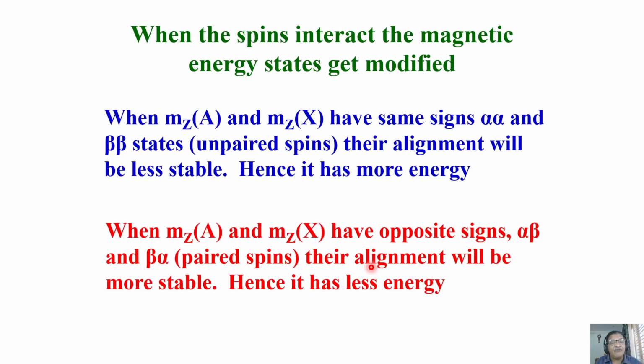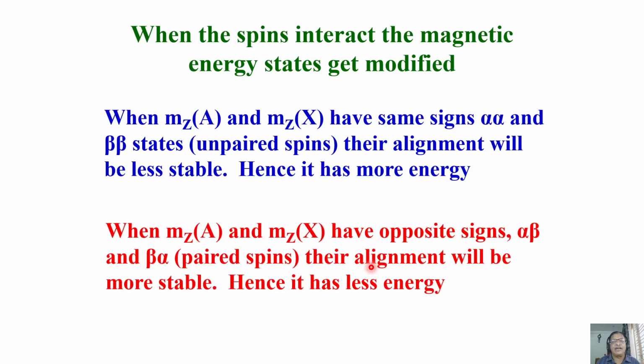Remember, alpha alpha and beta beta, they were unpaired, they were less stable. But alpha beta and beta alpha are more stable states. So that means it has less energy. You understood the point? Always, don't get confused.